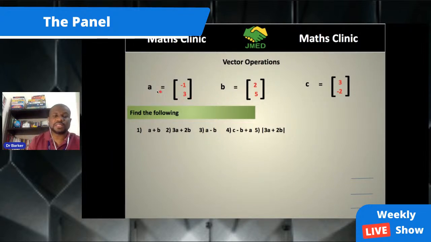Now what I'm saying is, in books, vectors tend to be bold. But when you're writing, you cannot write in bold. You can just underline it to show that it's a vector. But it doesn't matter really. If you didn't underline it, you're not going to lose marks for that. It's just to make it clear.